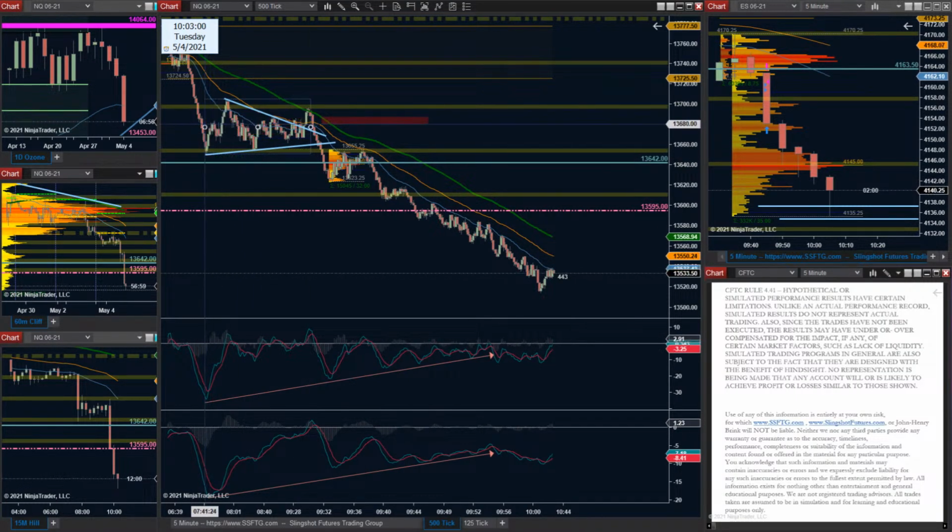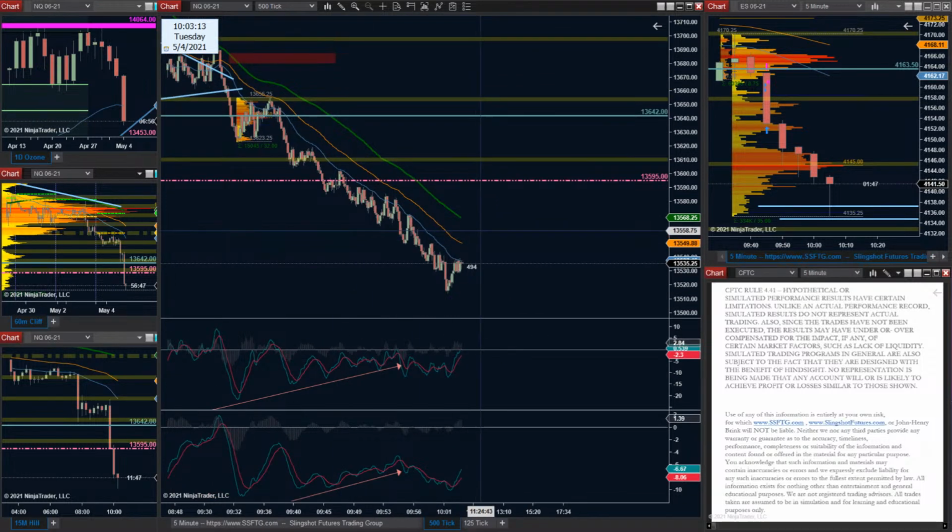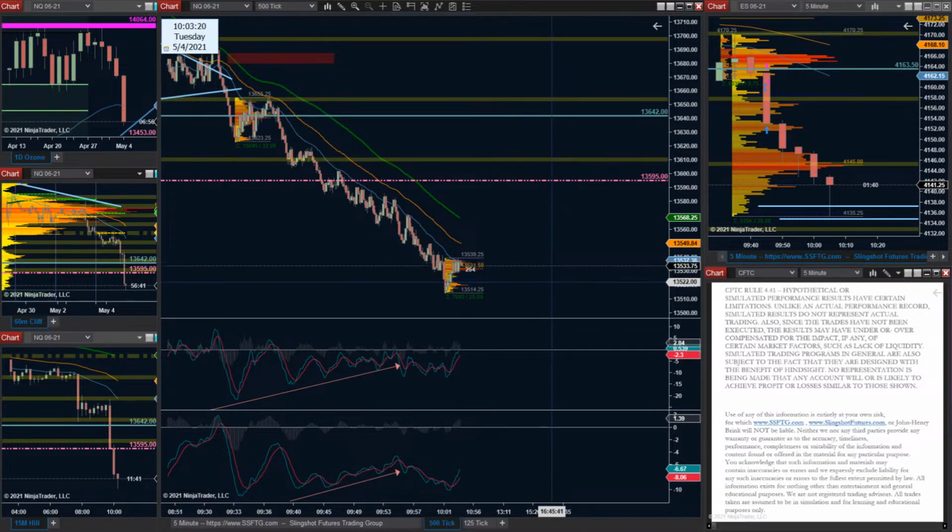Let me go back over here to here. POC was in the middle. Once they broke back underneath it, that was game time. So if we do get a two-legged correction, I want to see a POC in the middle, and I want to see them break underneath it. Right now, the POC is in the middle. That's a good start.